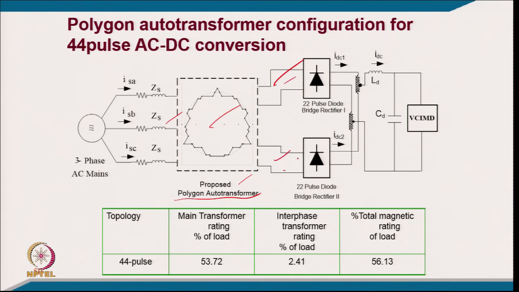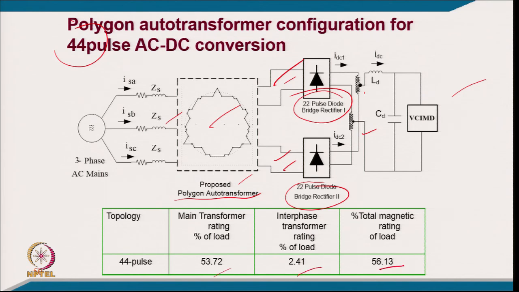So, this is 11 phase, and this is also 11 phase, and that is the reason you are getting double the number of pulses from the bridge. 11 phase gives 22 pulse. Here also another set of 11 phase gives you 22 pulse, and when you combine them together it gives you 44 pulse. And of course, this is the magnetic rating.